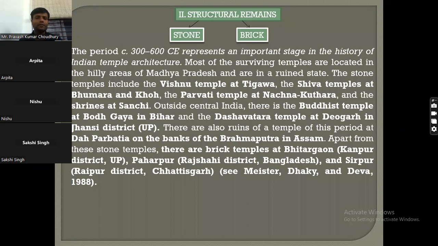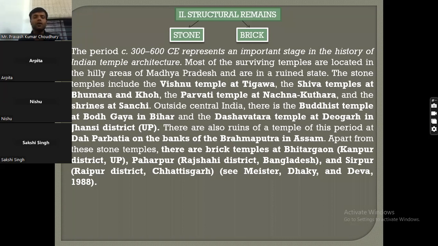So we have such temples like, for example, a Vishnu temple found at Tigawa, or the Shiva temple found at Bhumra and Ko. Then we have a temple called the Parvati temple at Nachna Kuthara. There is a temple in the complex of Sanchi. We have Bodh Gaya in Bihar. So we have numerous sites in the Indian subcontinent from where we get the earliest evidences of structural temples, made of either stone or brick, found in situ in various parts.